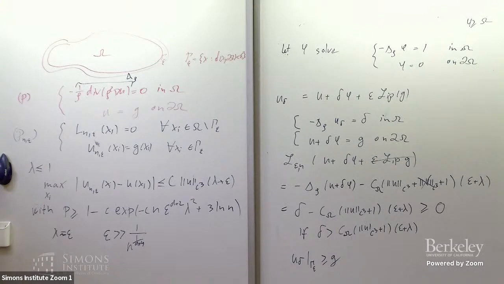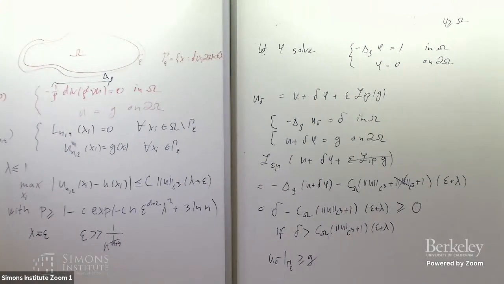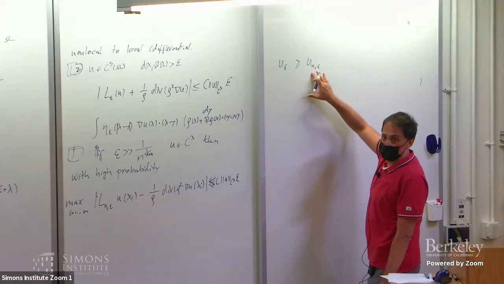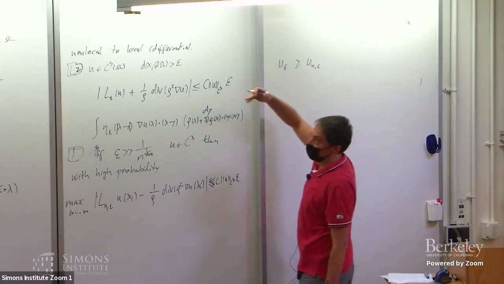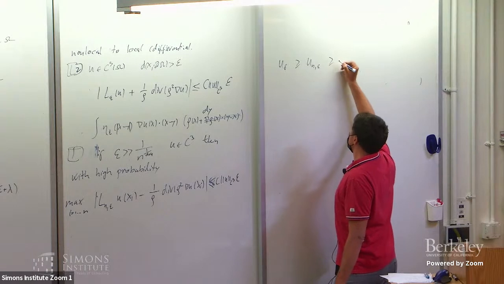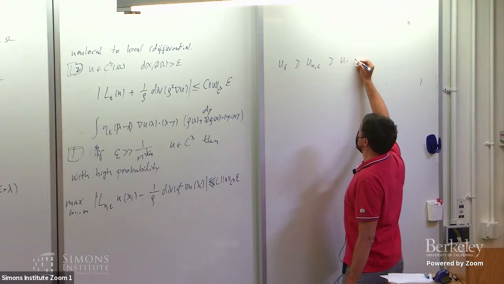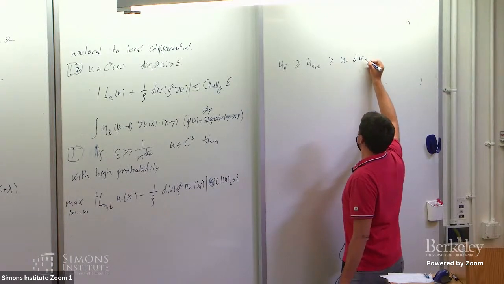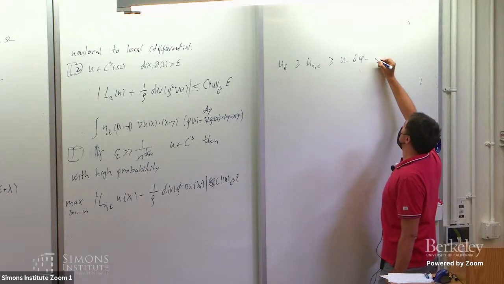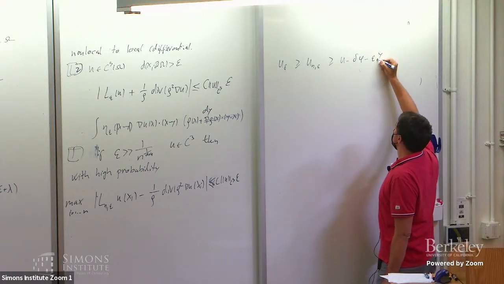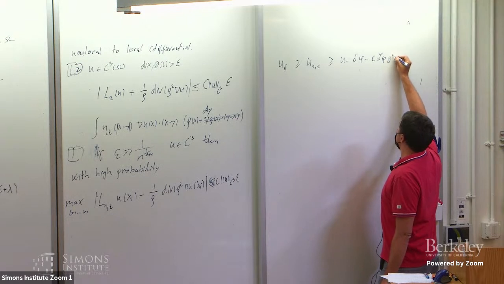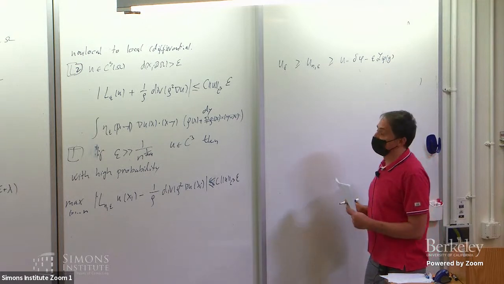So what we have is that U delta is bigger or equal than U n epsilon, because again, this is a super solution and this is a sub solution. And you do the same trick on the other side. So here we have U minus delta times phi minus epsilon times the Lipschitz constant of G.